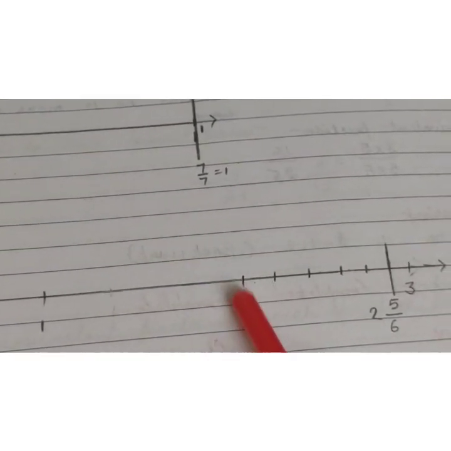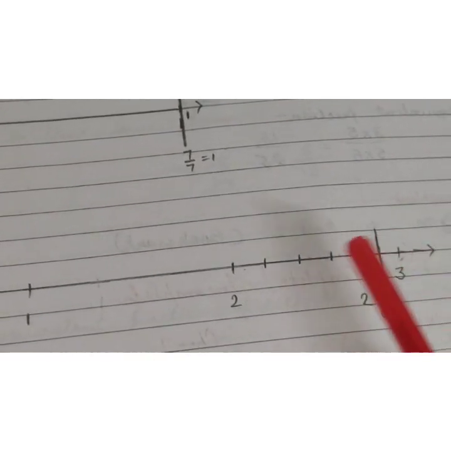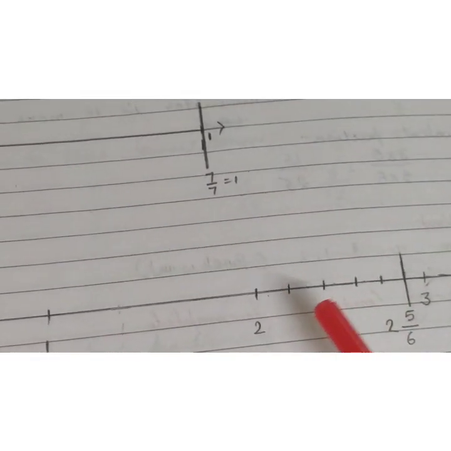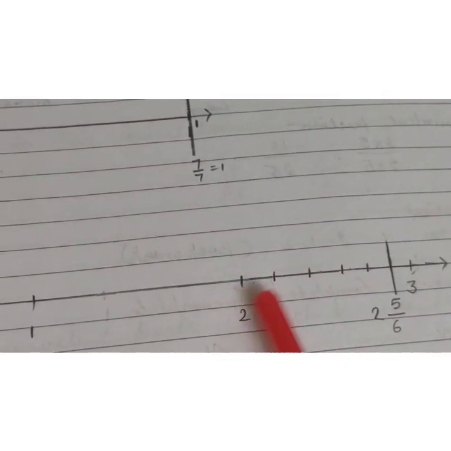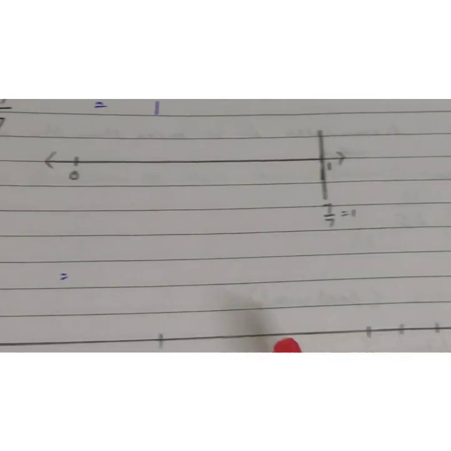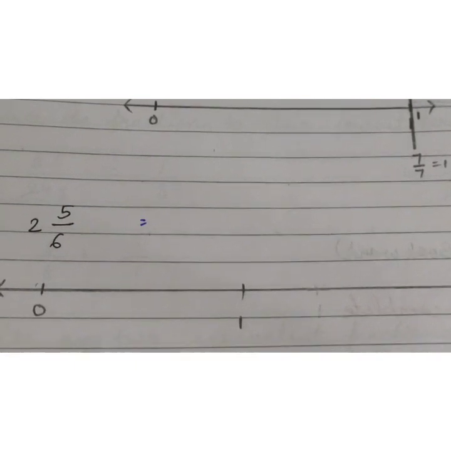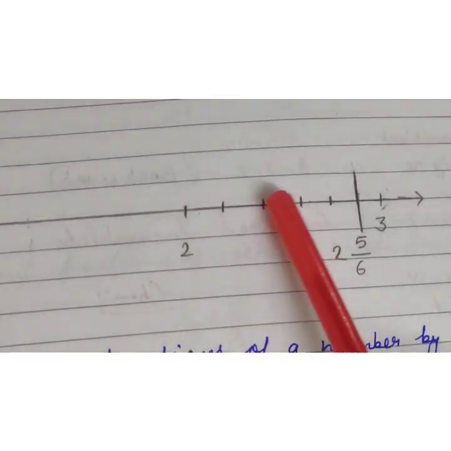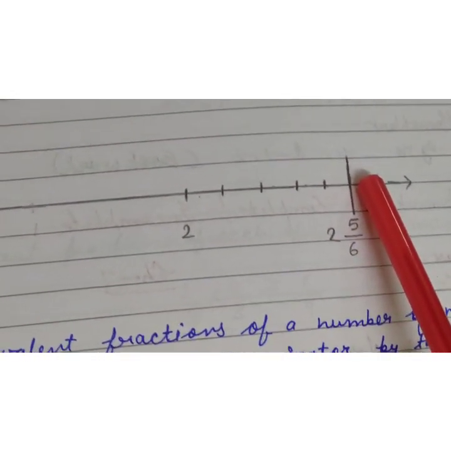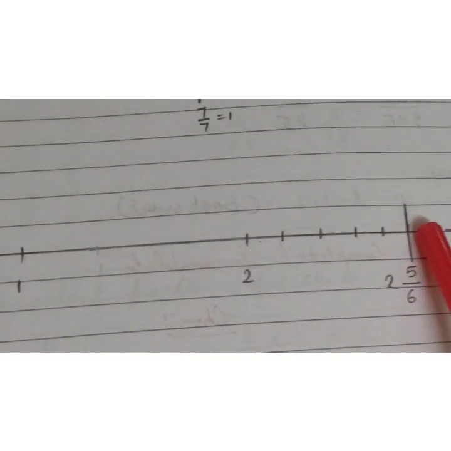So between 2 and 3, you can see here 2 and 3 here. Now you have to divide the distance between 2 and 3 into 6 equal parts. Why are you dividing it into 6 equal parts? Because you can see here the denominator is 6, that's why we are dividing it into 6 equal parts. So 1, 2, 3, 4, 5, 6, there are 6 equal parts. And you can see the numerator is 5, which means you have to take the fifth line.